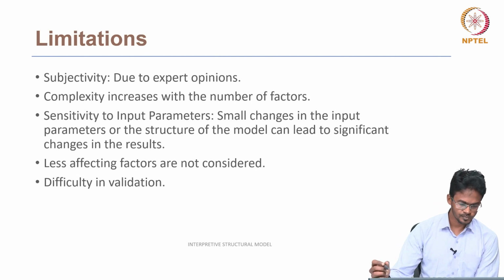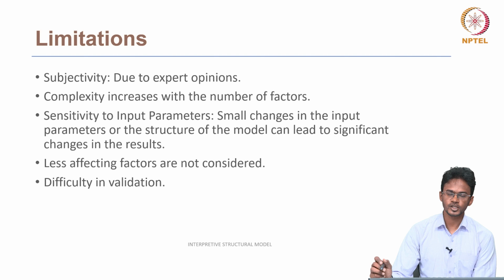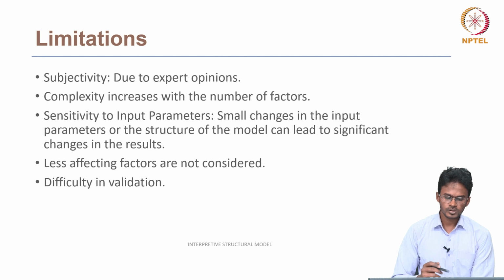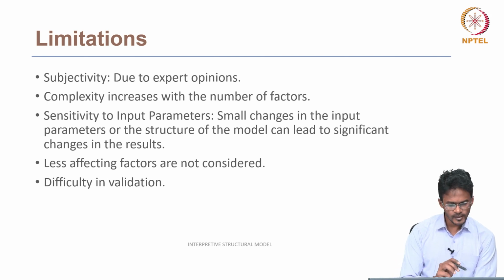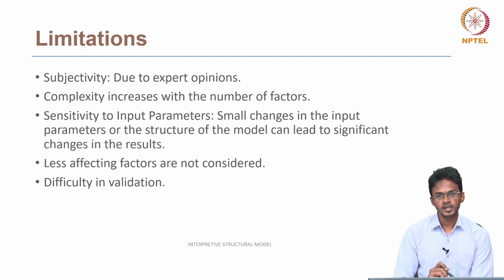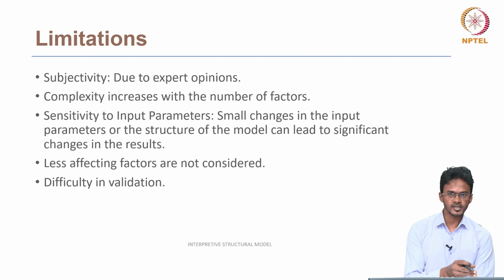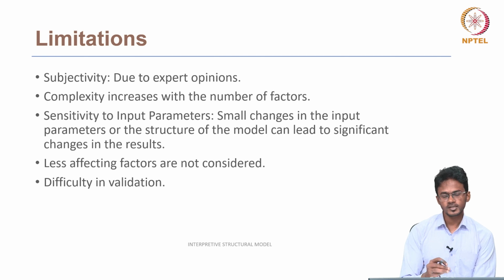Limitations of this method: it is a subjective method. As we are getting opinions from the experts, the expert opinions will be subjective. So, that is a small limitation in the ISM method. And complexity increases with the number of factors. We have considered only 6 factors. For 6 factors, we took some time, but if the number of factors is 20 to 25, the complexity will increase, because it is also very difficult to find the transitivity between the factors.